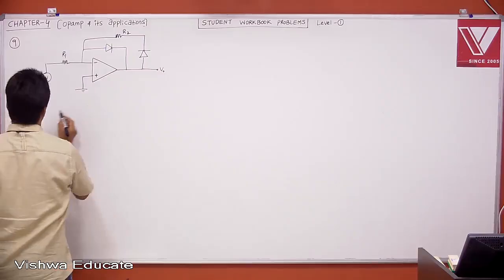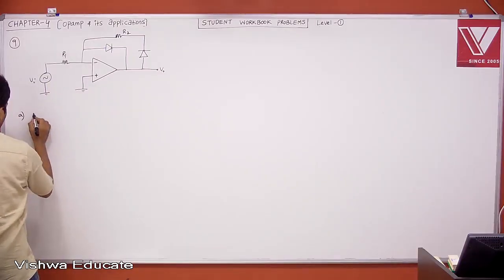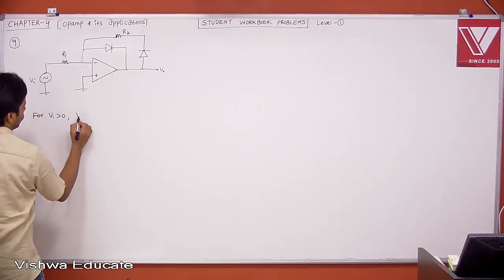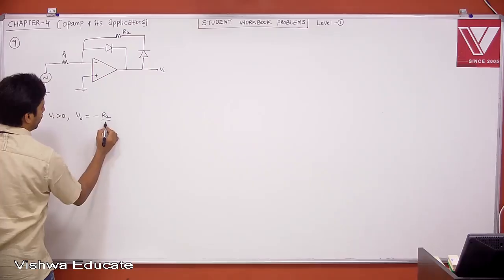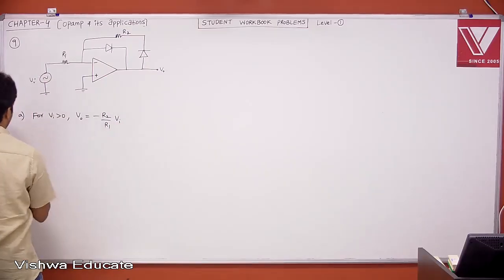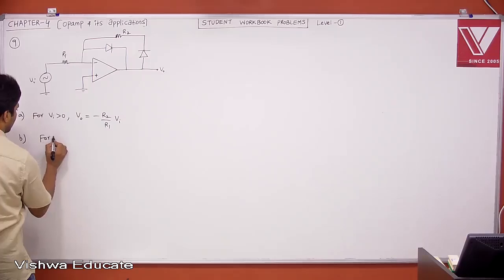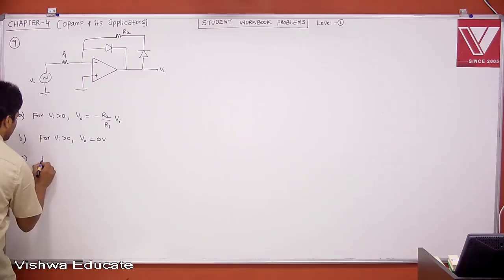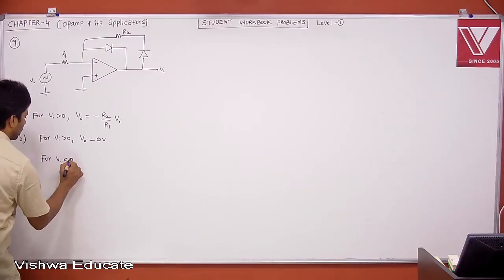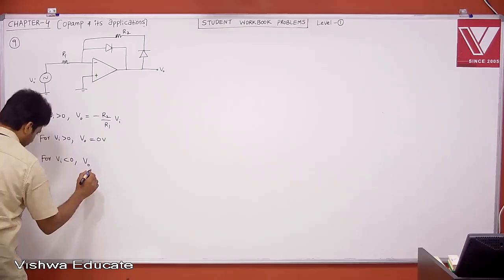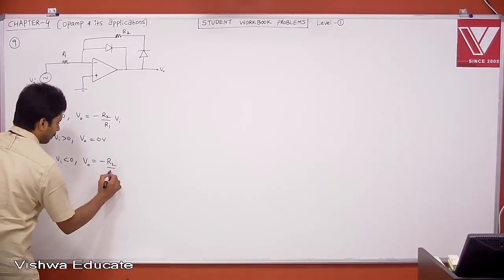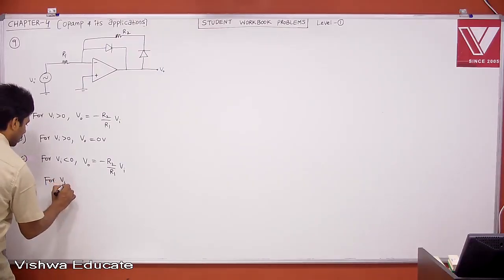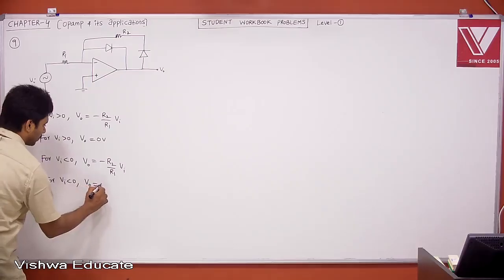Asking for V0. Okay. Option A, for Vi greater than 0, V0 is minus R2 by R1 into Vi. Option B, for Vi greater than 0, V0 is 0. Option C, for Vi less than 0, V0 is minus R2 divided by R1 into Vi. Option D, for Vi less than 0, V0 is 0.